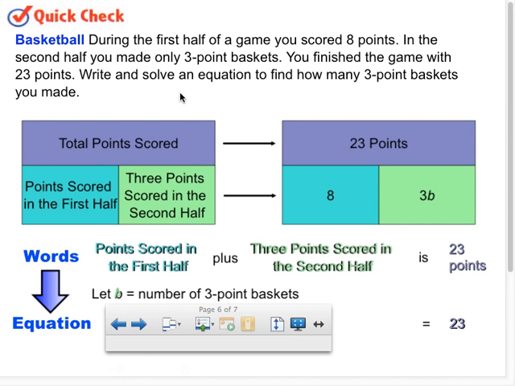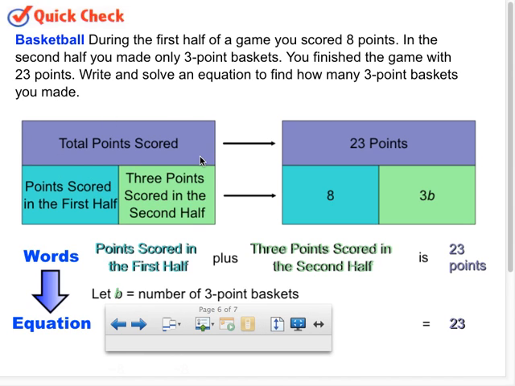So let me say what happened. You're playing basketball. In the first half, you scored 8 points. And in the second half, you don't remember how many points you scored, but you remember that all you did was shoot 3-pointers and you made these 3-pointers. Okay, and then somebody came up to you and said, hey, you scored 23 points during that game. So now you want to go back and figure out how many 3-pointers did I make if I scored 23 points.